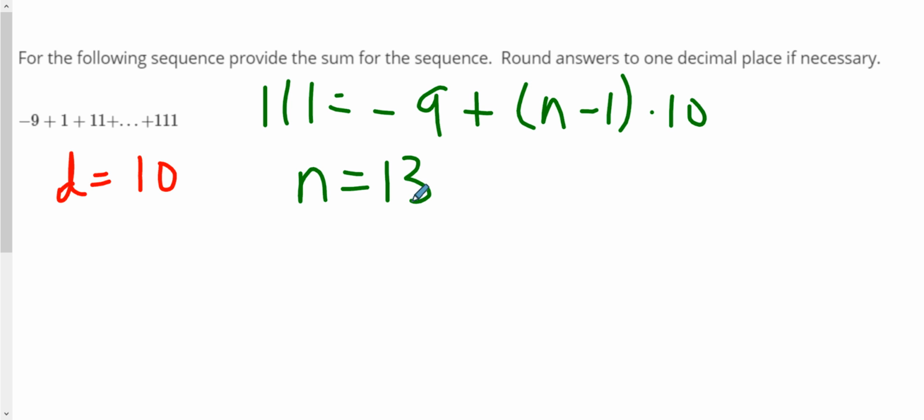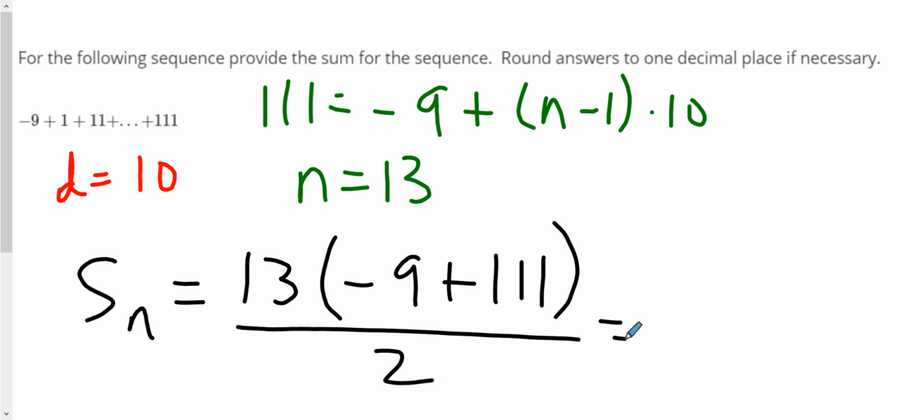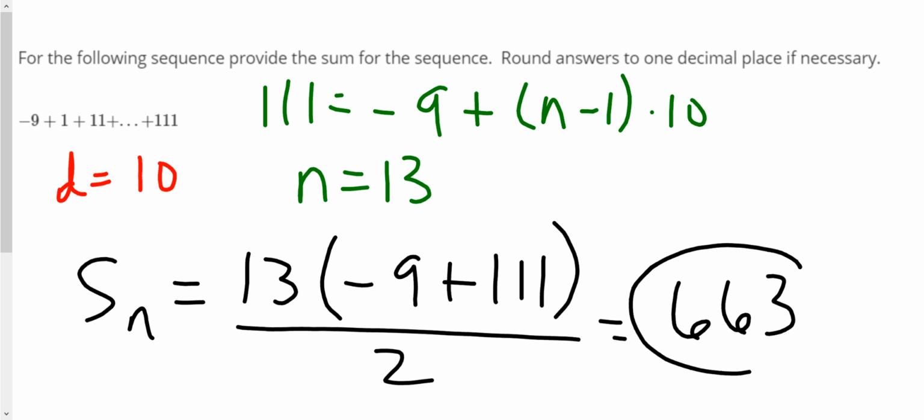So then that's going to help me, because now my sum formula will be 13 times a sub 1 plus a sub n, and I'm going to divide that by 2. And when you do that, you get 663. That is your sum for that sequence.